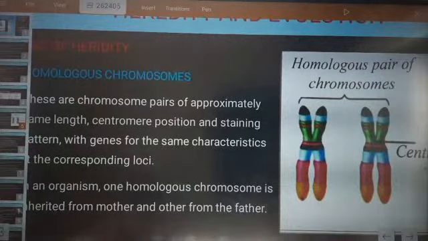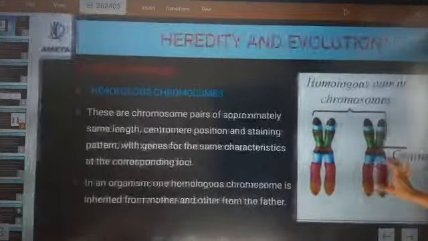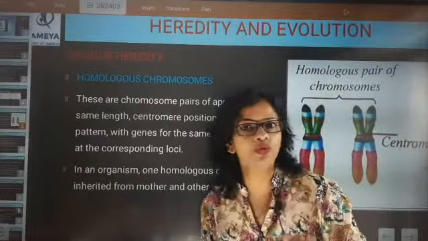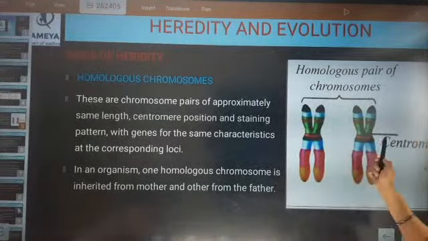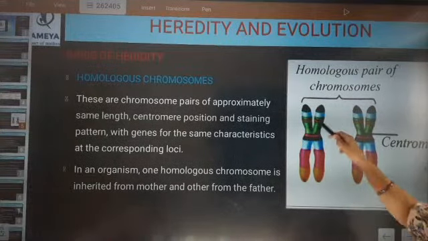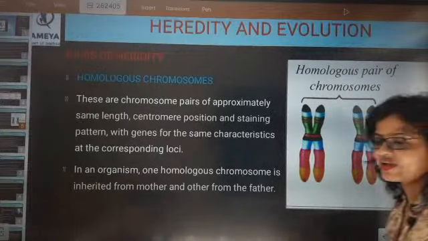Now look here, beta. Homologous chromosomes. Now we already know, by the color example we tried to understand what is called a homologous chromosome. If you see that both the chromosomes look identical, and whatever alleles are there are located in the perfect locations.